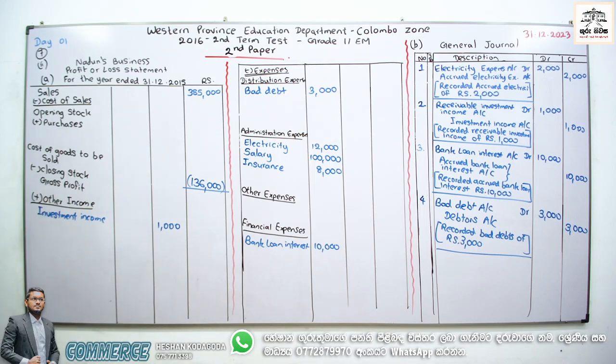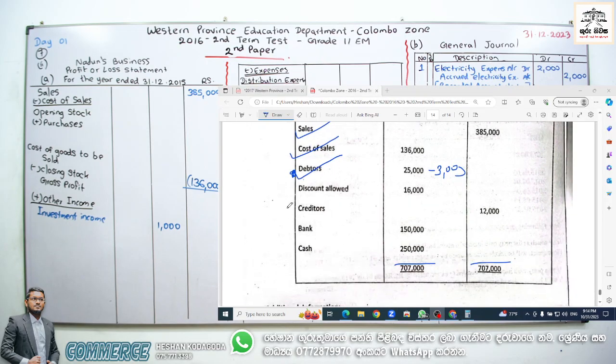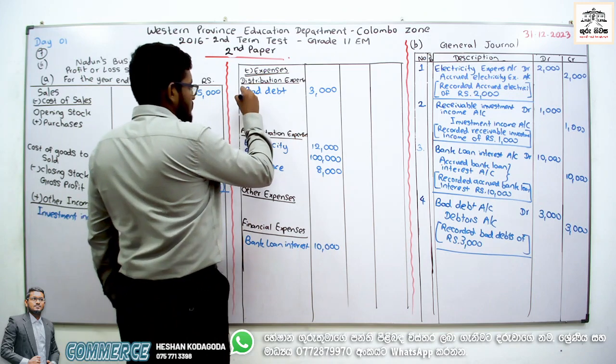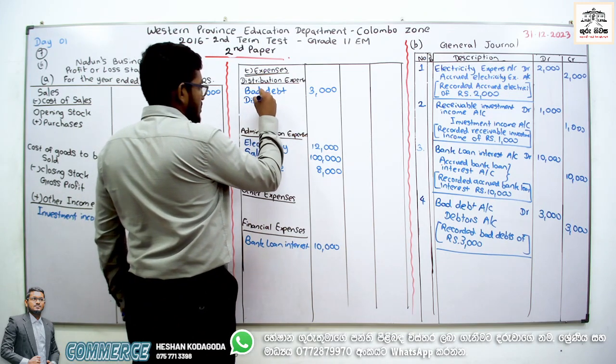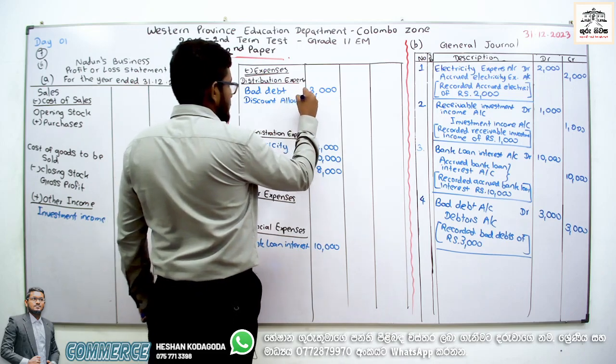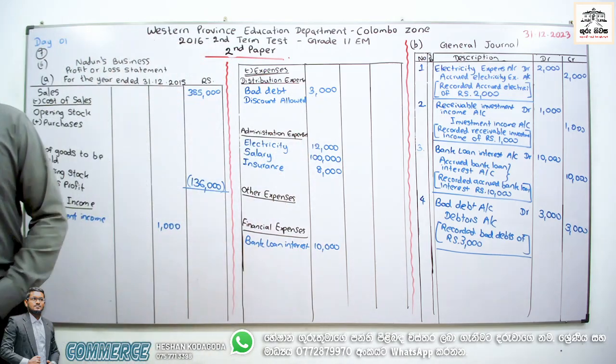Then the other one, guys, are you there? Then the other one, discount allowed 16,000. You know this is a distribution expense. You can write it under distribution expense. Discount allowed, how much? It's rupees 16,000.